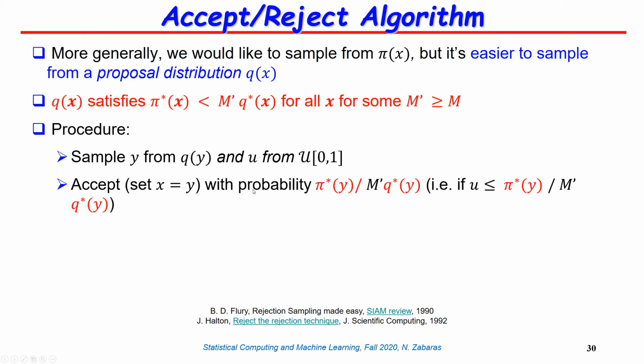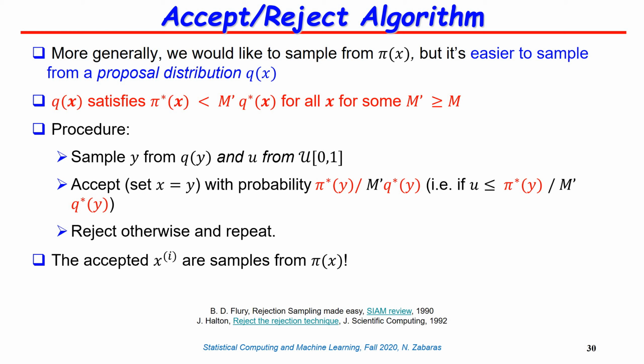Now, when I say you accept the sample y with this probability, and that's where the use of the uniform random variable comes in, that implies that if u is less than or equal to this number here, then you accept y, otherwise you reject.